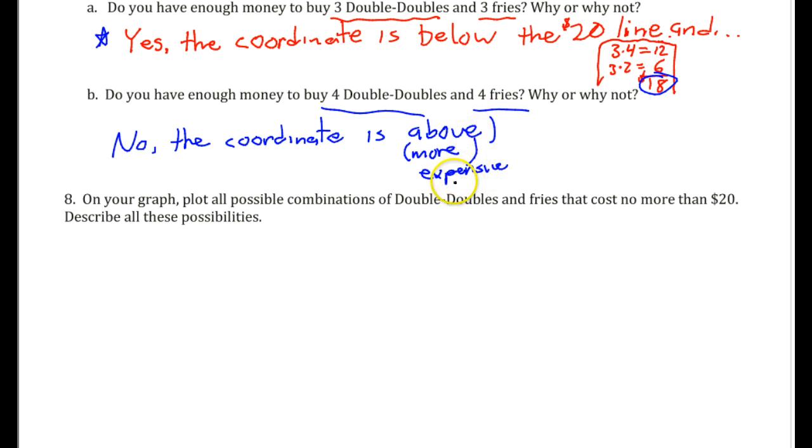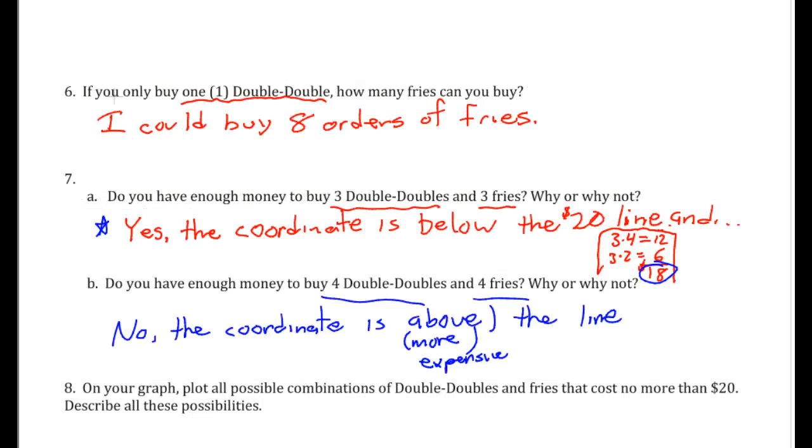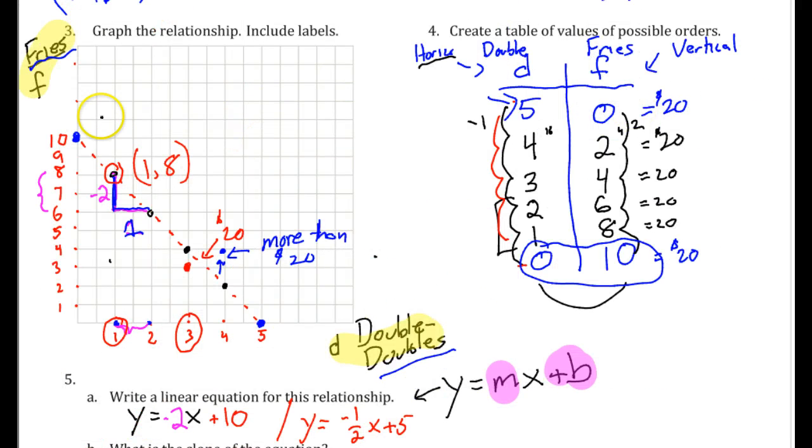Yeah. Oh, more expensive. Over budget's fine, yeah, that's fine. You can think of, that's a very good actually word to use. Think of this as your budget line. Anything over will be above it. So if you got any combination, 4 double doubles, 7 fries, that's above the line. That's over $20. That's over budget.